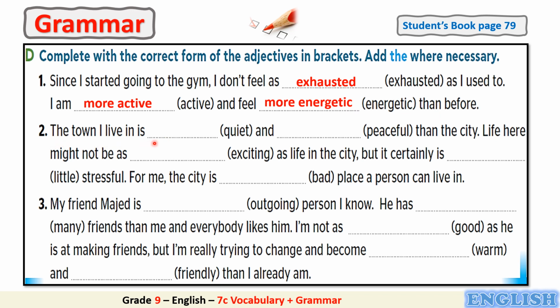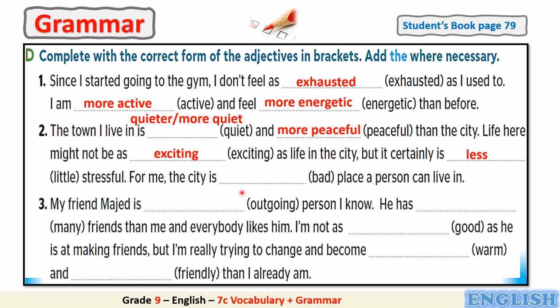2. Quieter or more quiet and more peaceful than the city. Here we compare between two things or two places, and we have than here. As exciting as. Between as, we use the adjective as it is. Certainly is less stressful. Less is the irregular form of little in the comparative.